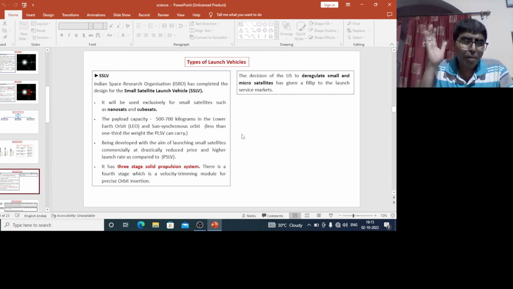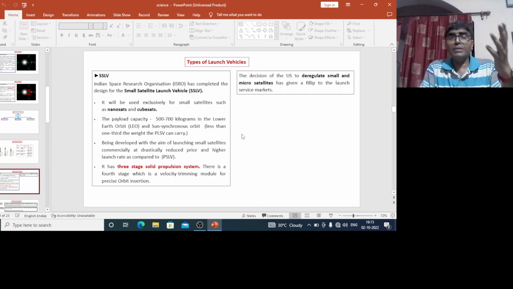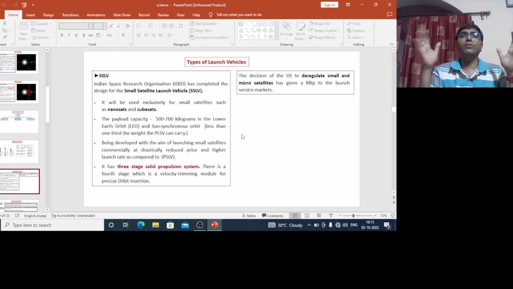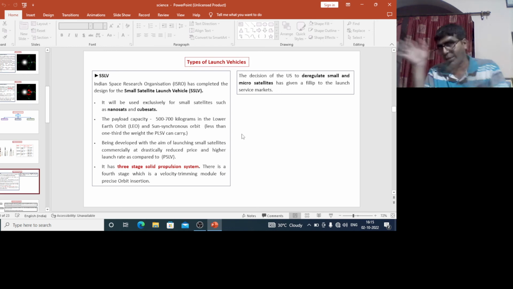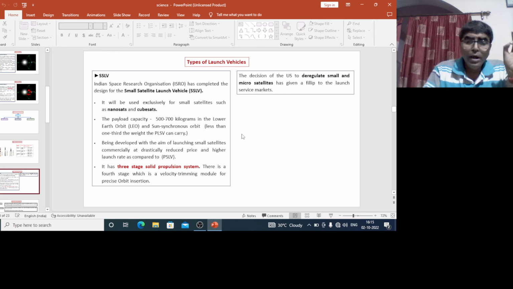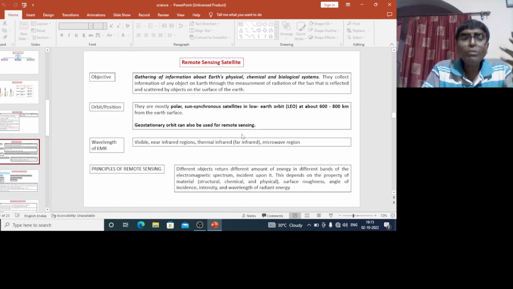So this was the problem, and there was a 3-stage propulsion. There are 3 solid stages, so there may be some vehicles where we get only solid stages, not liquid or cryogenic. Next, this is about remote sensing.